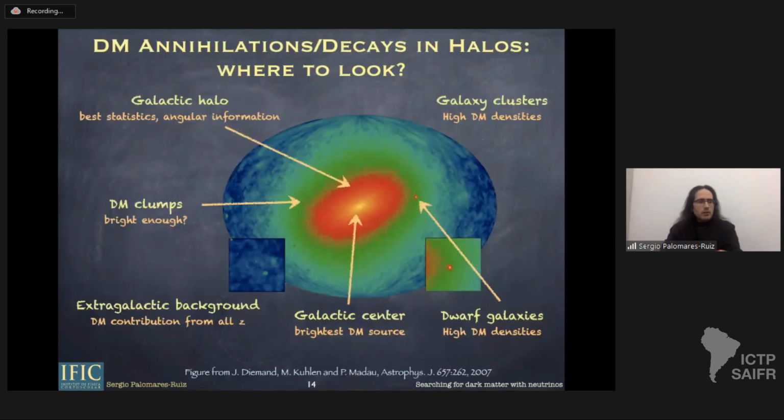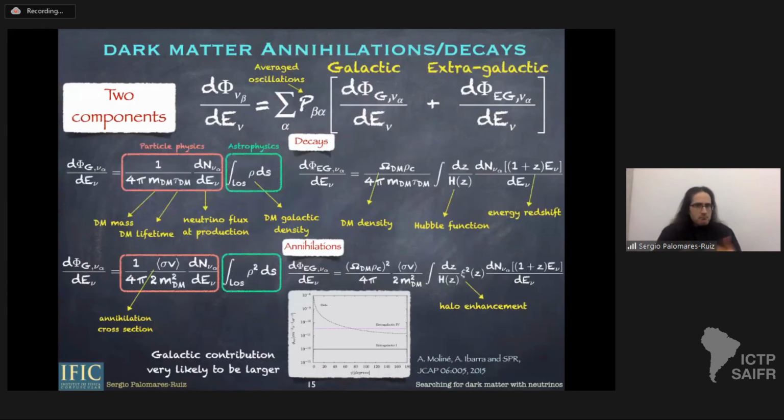So let me move now to the dark matter annihilations or decays in halos. So where should we look? These are the usual suspects here: the galactic center, dwarf galaxies, galaxy clusters, the extragalactic background. So you all know that dark matter annihilations or decays are composed of two parts: the galactic component and the extragalactic component.